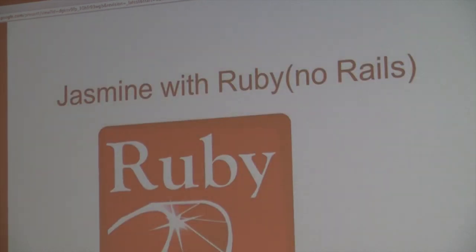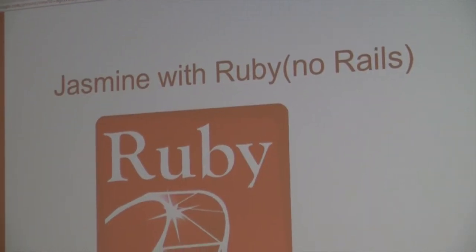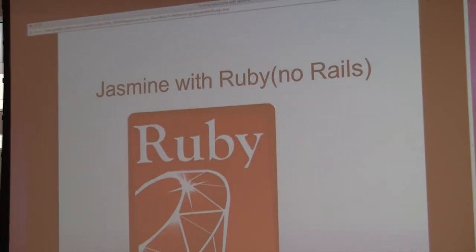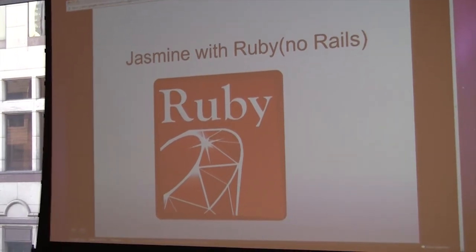So that's it. That's a little TDD flow. How would you use Jasmine with Ruby? You saw before, remember, no Ruby. That was just straight JavaScript downloaded.